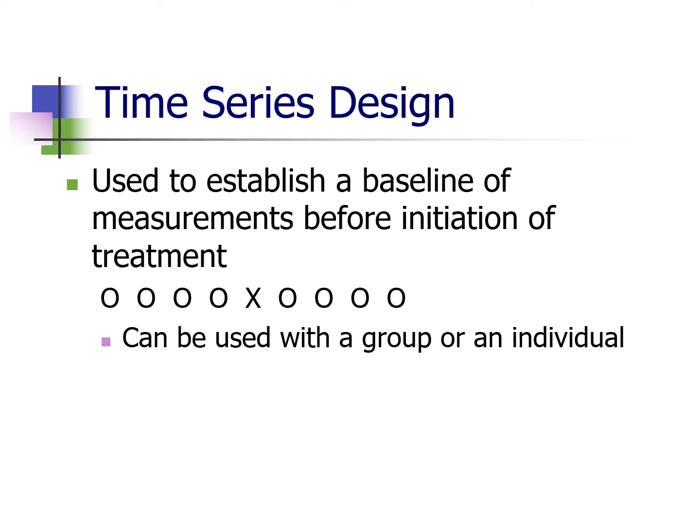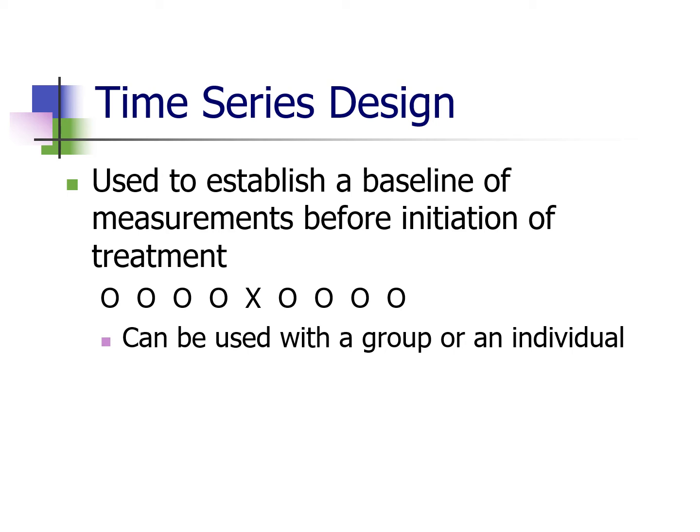And so the notation we see here, prior to the X, which indicates the intervention, we see 4 assessments of the dependent variable. Then we see the intervention, and then following the intervention, we see 4 assessments of the dependent variable, again, to determine how much that dependent variable has changed and how it varies over time.